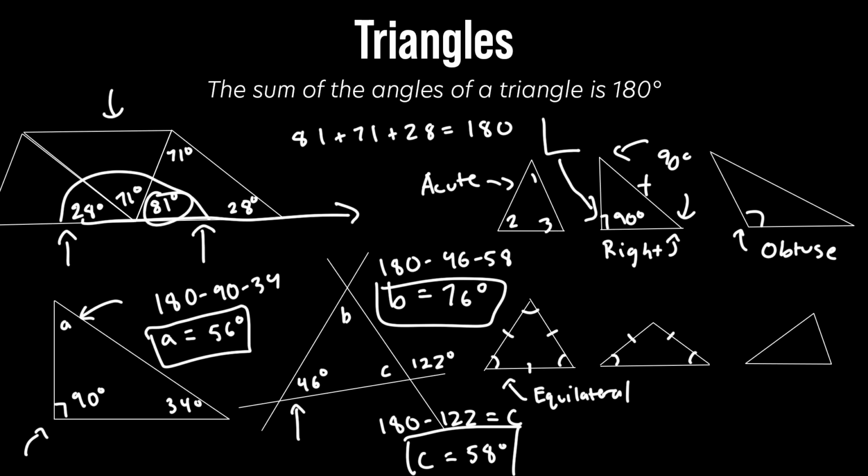Next, we have the isosceles triangle, where 2 of the angles are the same and the third one is not. And lastly, we have the scalene triangle, where all 3 angles are not equal in measure. So equilateral has 3 sides equal, isosceles has 2, scalene has none. And we have the acute, right, and obtuse triangles here.